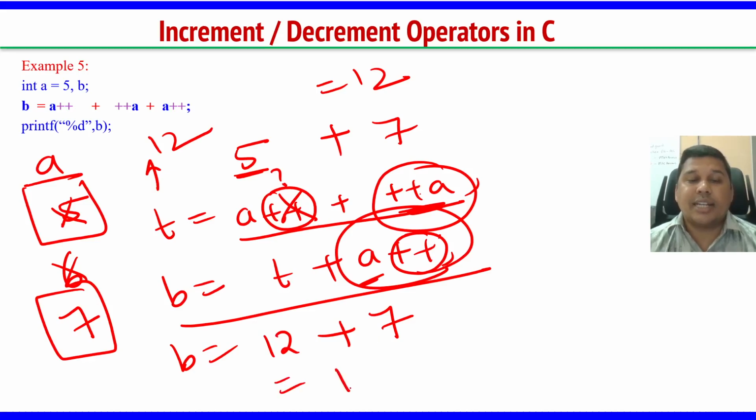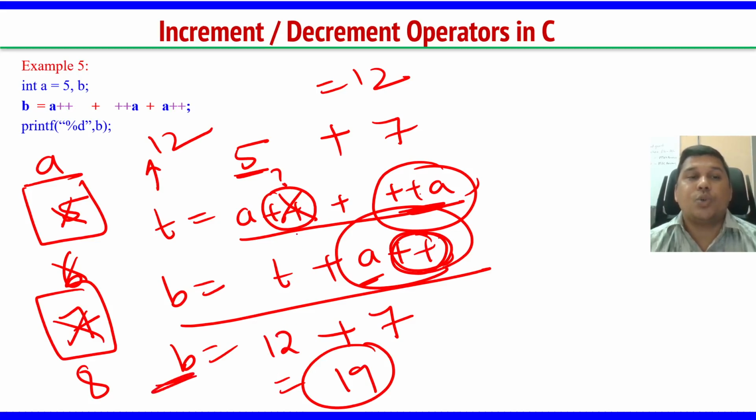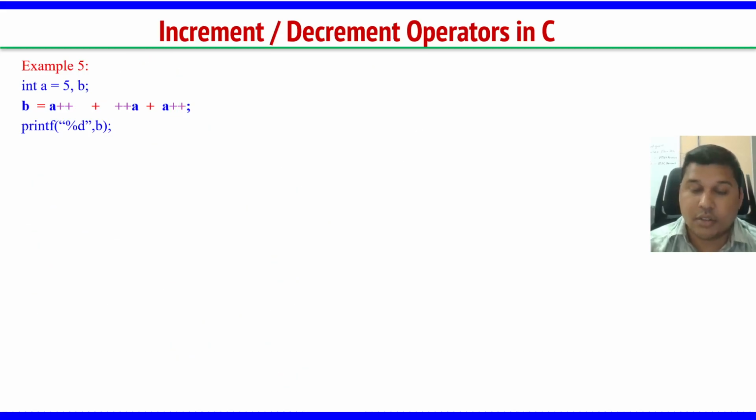Okay, so this result is 19, but there is one pending operation ++ on a, because of this it becomes 8. Then you assign this 19 to this variable b. So the answer of this expression is 19. Okay, so next slide, small changes.